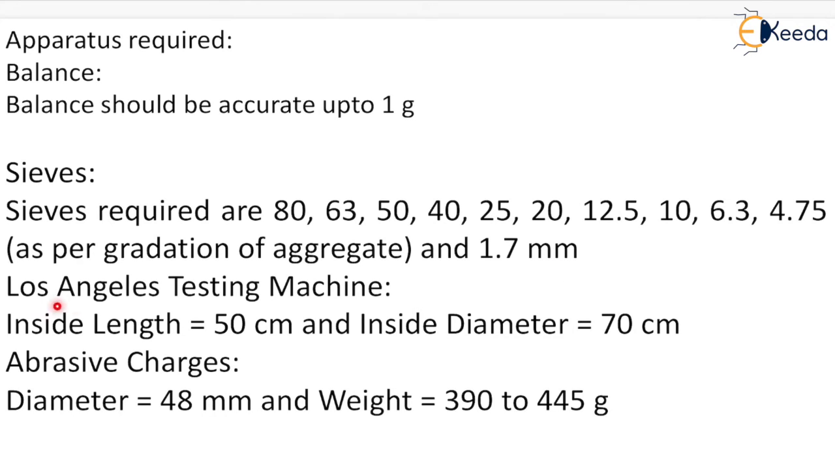Next is the Los Angeles testing machine. Inside length equals 50 centimeter and inside diameter equals 70 centimeter. And the other one will be the abrasive charges, that is the steel balls, diameter equals 48 mm and weight equals 390 to 445 grams.